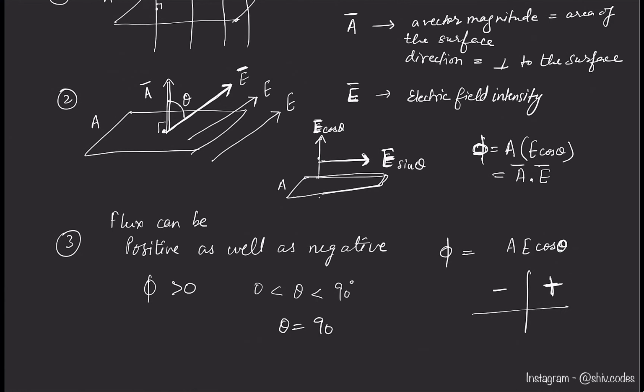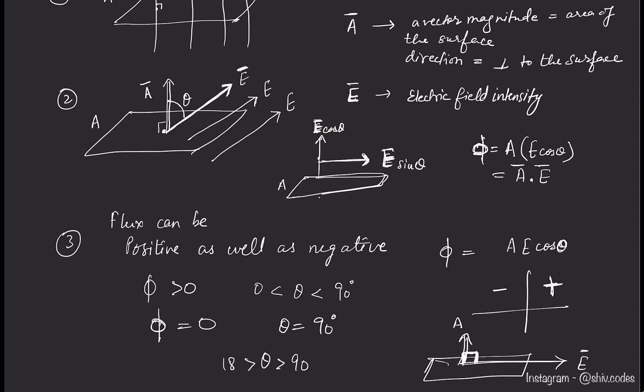If theta is equal to 90 degrees, which means the angle between the A vector of this surface and the E vector is 90 degrees, the field lines are parallel to the surface. In that case, flux through that surface is 0. And if theta is greater than 90 and less than 180, cos theta is negative, therefore flux is negative.